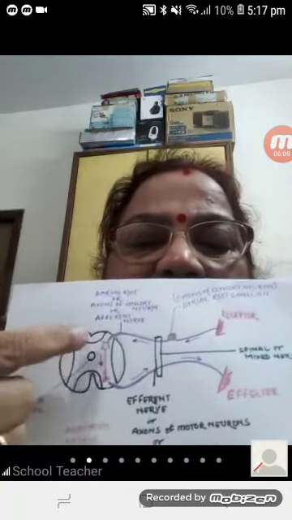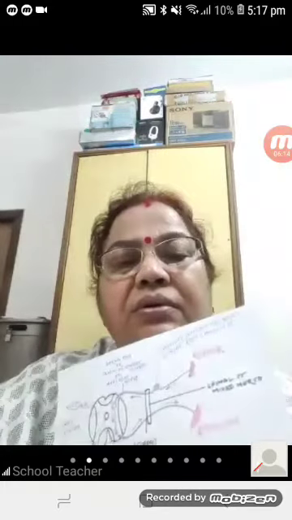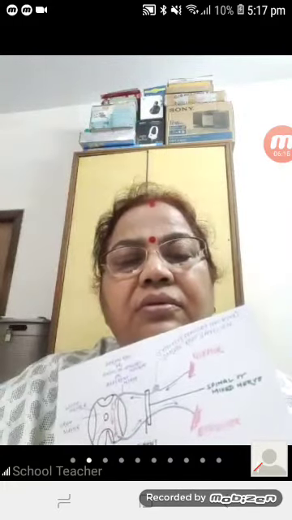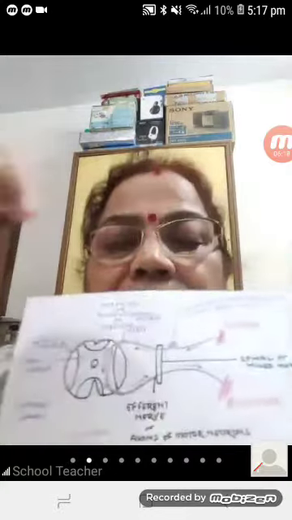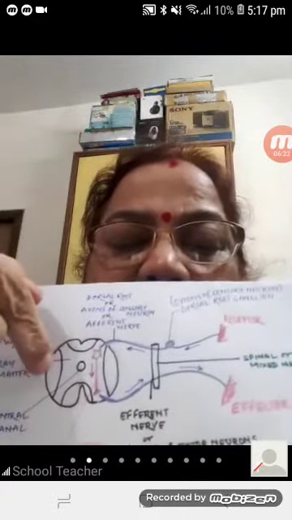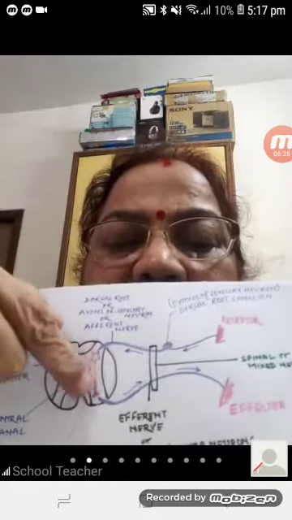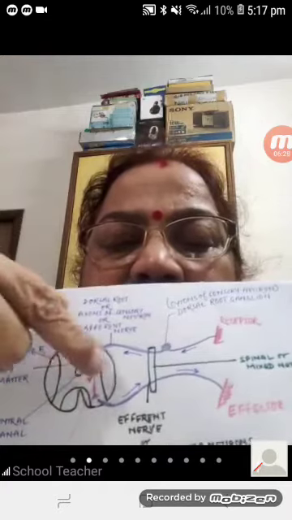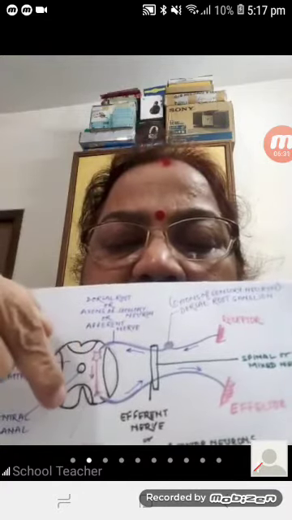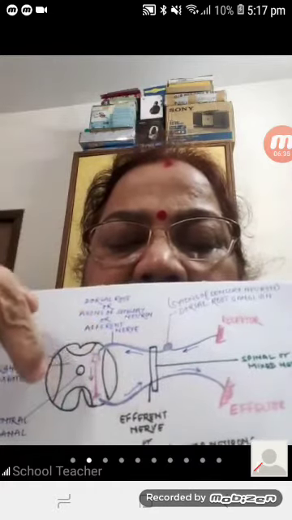This is transverse section of spinal cord showing you what happened. Gray matter and white matter. The inside is gray matter which is arranged in the form of letter H, and outside it is surrounded by white matter.